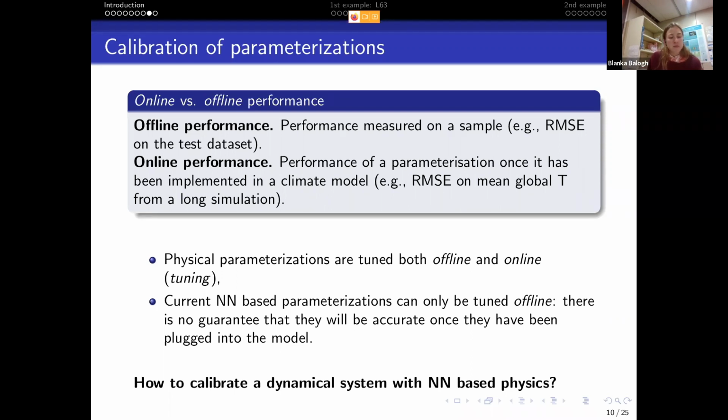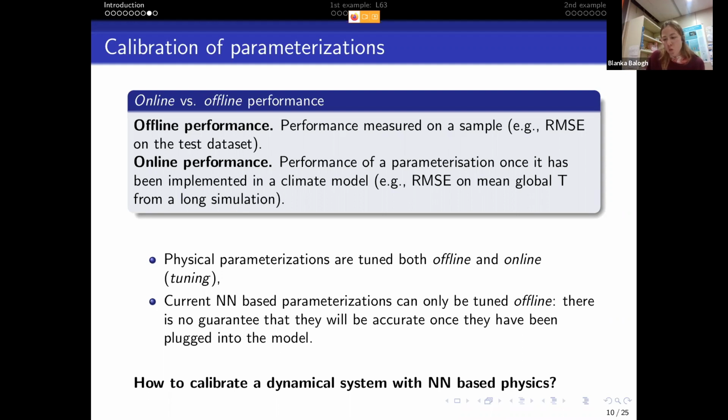The physical parameterizations are parametric functions that are defined with a small number of parameters. By small number, I mean from 10 to 100 parameters. They are first optimized offline, on an external data set. Then part of these parameters, which are identified to be sensitive parameters, are also optimized online during something called tuning, in the development of physical parameterizations. Tuning is meant to guarantee a good online performance of these physical parameterizations.